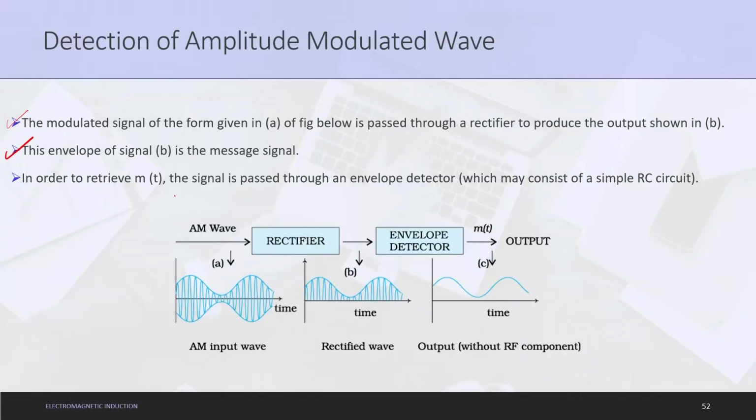In order to retrieve m of t, the signal is passed through an envelope detector, which may consist of a simple RC circuit. What does an RC circuit do? It converts the rectified wave into an output wave without any RF component. So, finally, we will get our message signal, and hence the concept of demodulation is done.